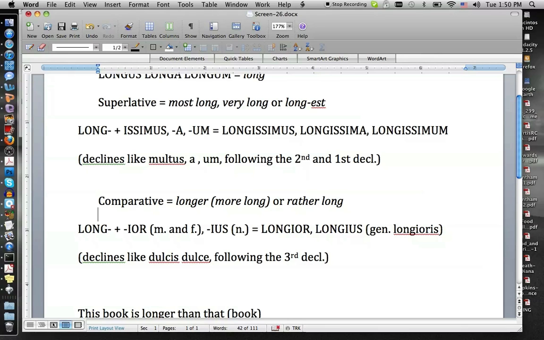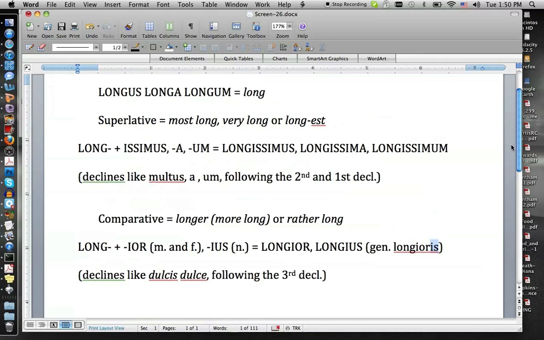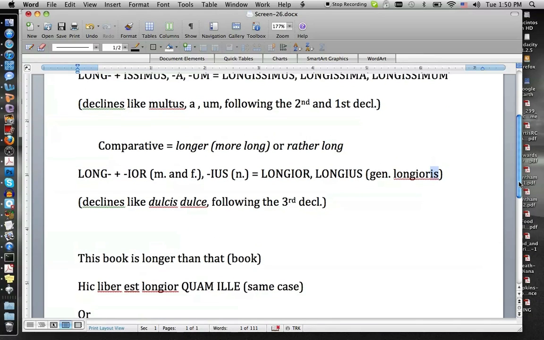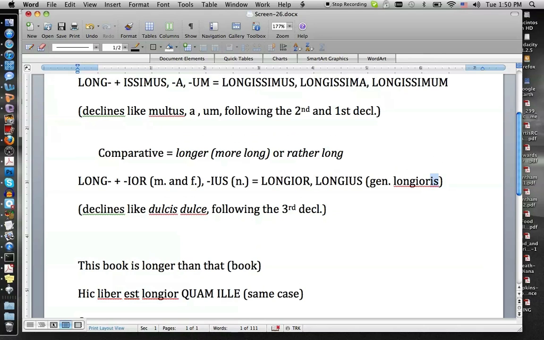Here too you modify the adjective, creating a new adjective, but this time you create an adjective of the third declension, like an adjective such as dulcis, dulce. You attach ior for the masculine and feminine form, and ius for the neuter form. So, from the stem of the adjective long, you attach to the stem ior and ius, creating longior, longius, with the genitive longioris, that you see is a genitive of the third declension, and then you decline them according to the third declension. So when you say this book is longer, you say hic liber est longior, ior, because liber is masculine.